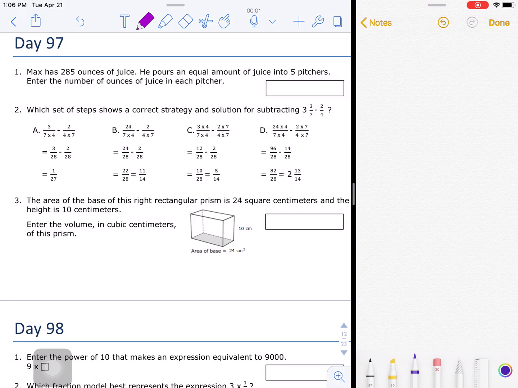Let's read problem number 1. Max has 285 ounces of juice. He pours an equal amount of juice into 5 pitchers. Enter the number of ounces of juice in each pitcher.